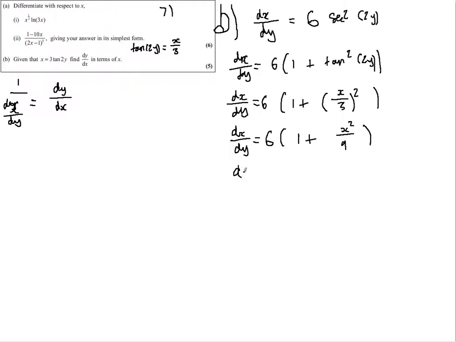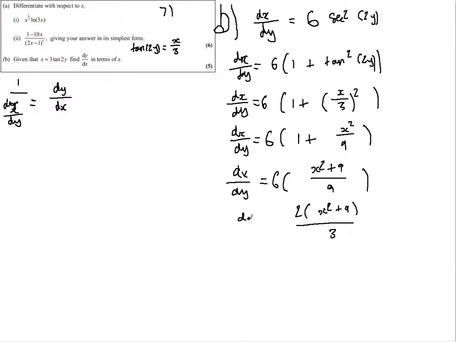And what's that going to give us? We can simplify this part to be 9 over 9, so that we get x squared plus 9 all over 9. And what's 6 divided by 9, or 6 times a 9? That's 2 over 3. So we get 2 into the brackets x squared plus 9, all over 3. And that equals dx by dy.